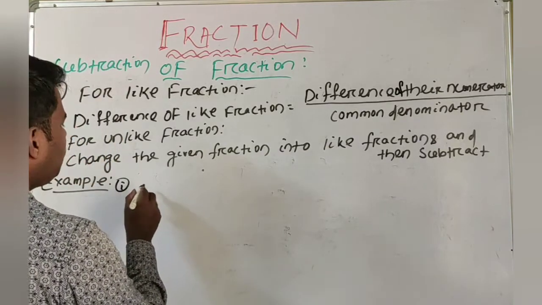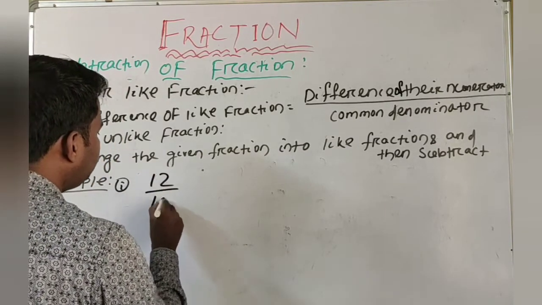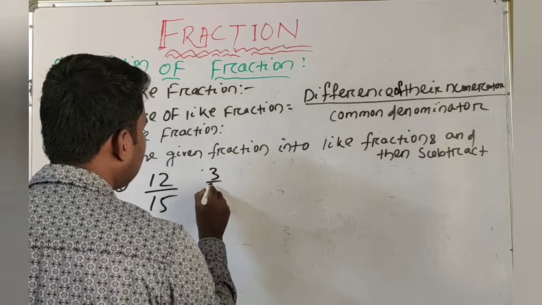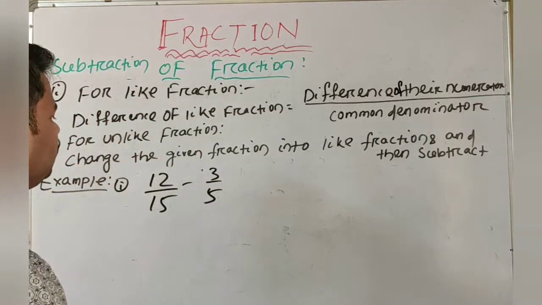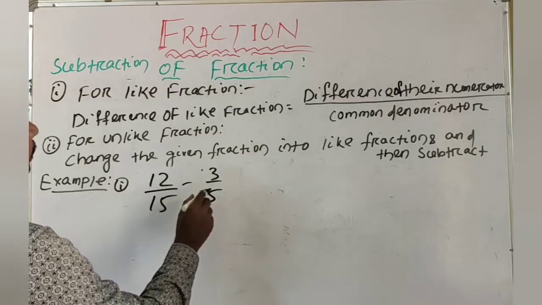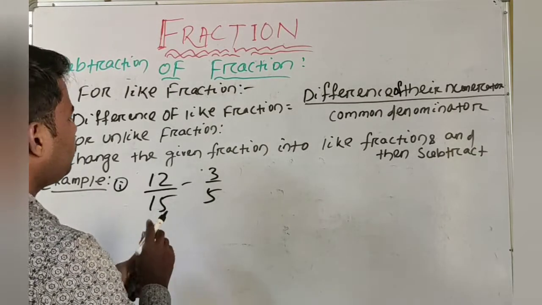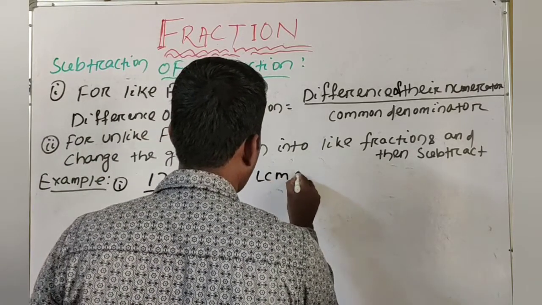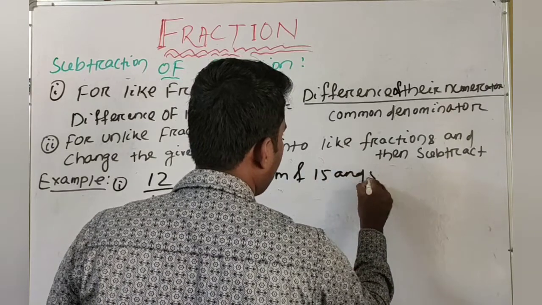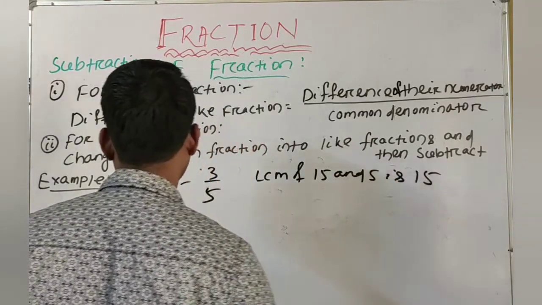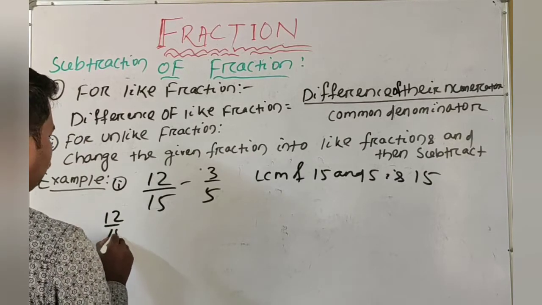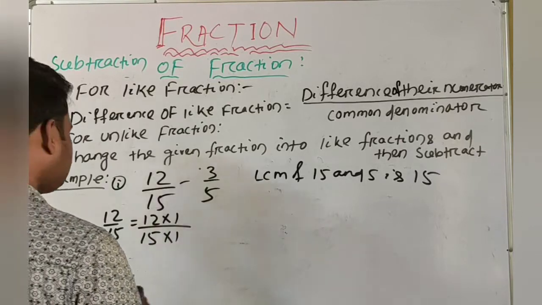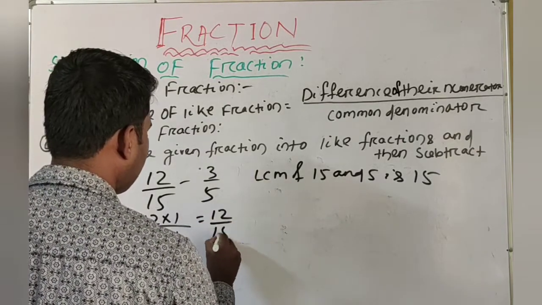If we are given two numbers, 12 by 15 and 3 by 5, then how do we subtract? We have to convert to the same denominator. That means we have to take the LCM of both denominators. So the LCM of 15 and 5 is 15. So 12 by 15 we can write 12 into 1 divided by 15 into 1. It will be 12 by 15.